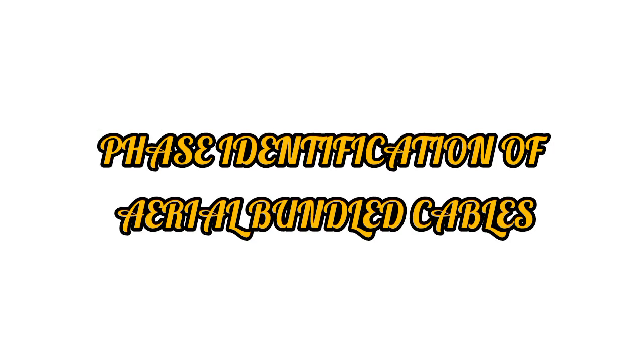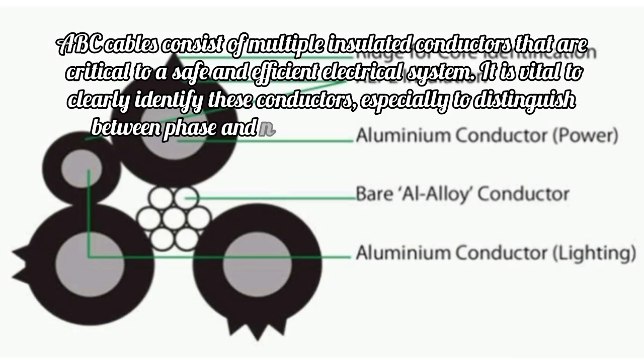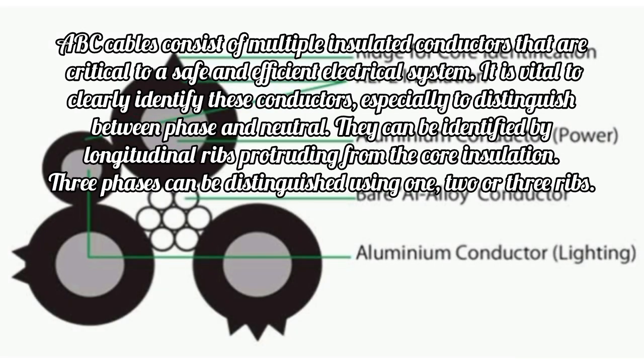Phase identification of aerial bundled cables. ABC cables consist of multiple insulated conductors that are critical to a safe and efficient electrical system. It is vital to clearly identify these conductors, especially to distinguish between phase and neutral. They can be identified by longitudinal ribs protruding from the core insulation. Three phases can be distinguished using 1, 2 or 3 ribs.